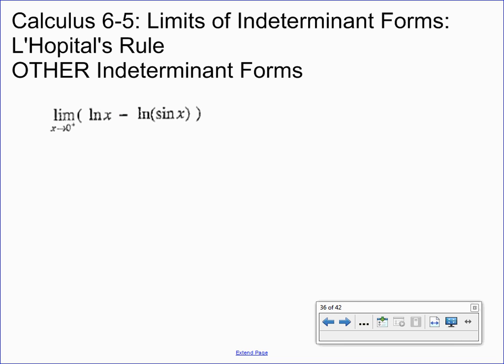So let's do an example together. Here's another indeterminate form. Everybody find your other handout. As x approaches 0 from the right-hand side, what does natural log of x do? So we're always doing initial substitution first. Well, as x approaches 0 from the right-hand side, natural log of x goes towards negative infinity.